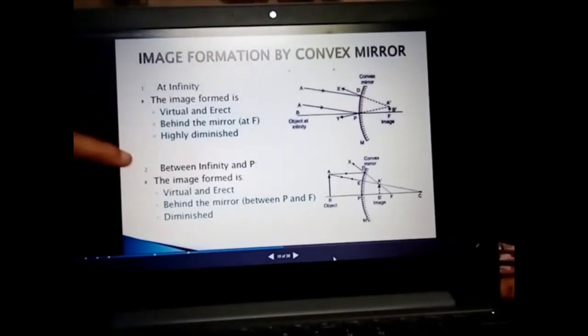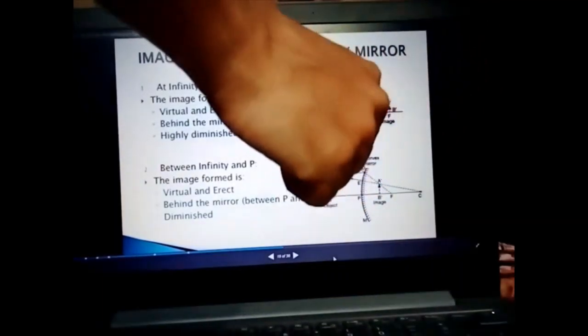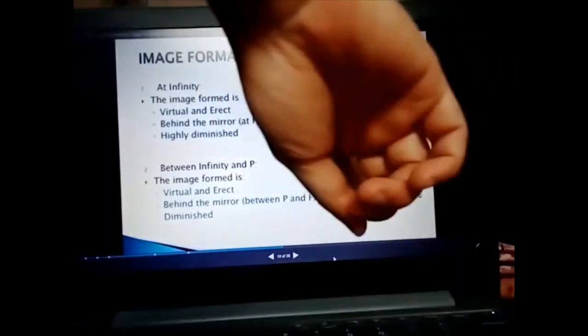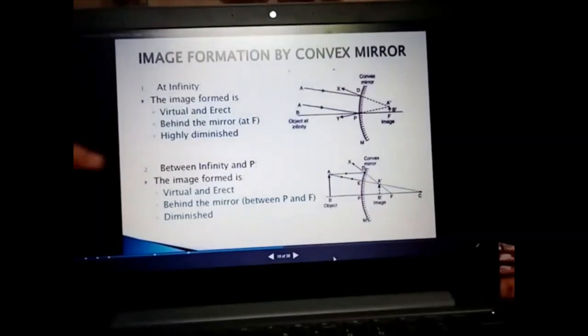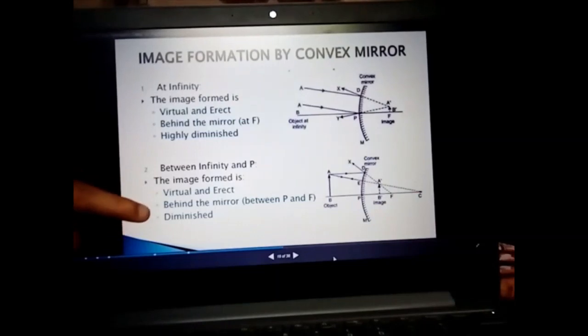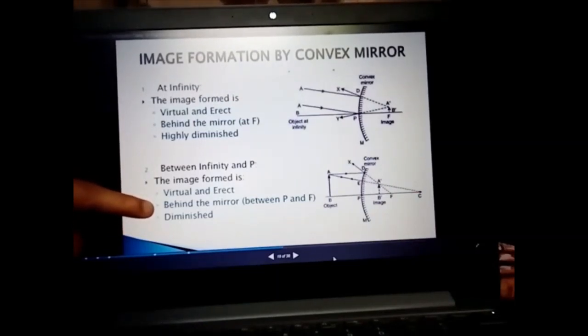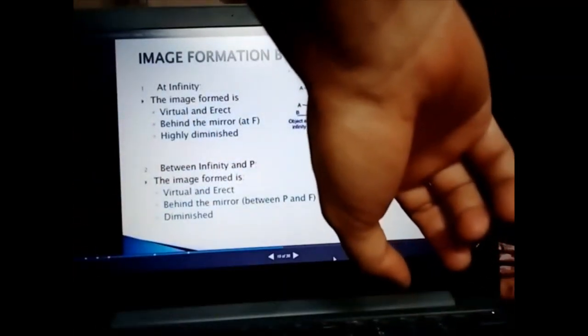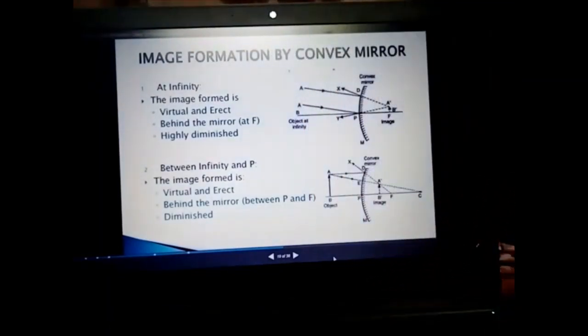The second case is when the object is placed between infinity and pole of the mirror. Like in this case, the object is at AB. This is the position between infinity and pole. In this case, the image formed will be virtual and erect. The image formed will be behind the mirror between pole and focus. The image will be A dash B dash. It is between pole and focus of the mirror.